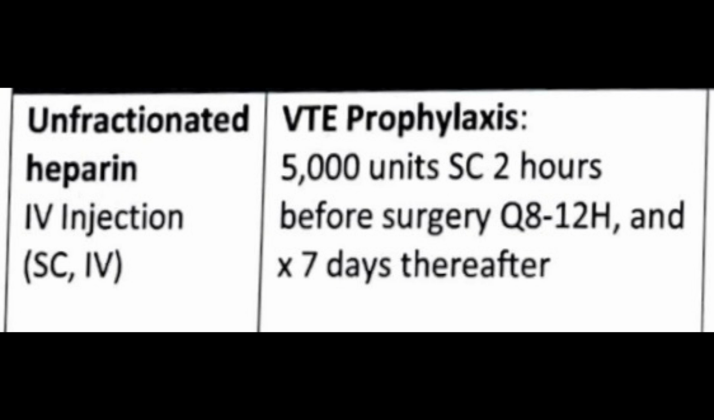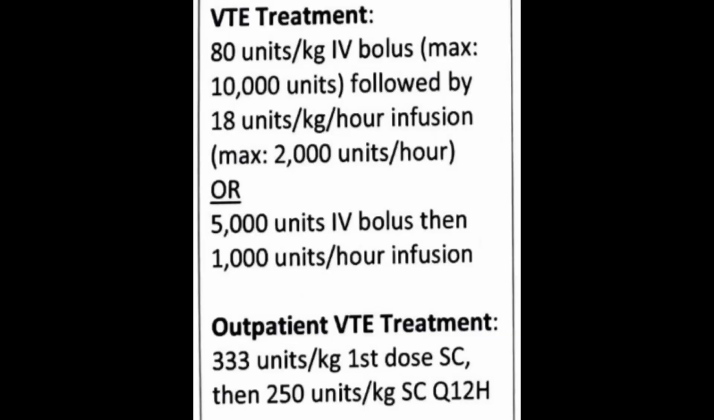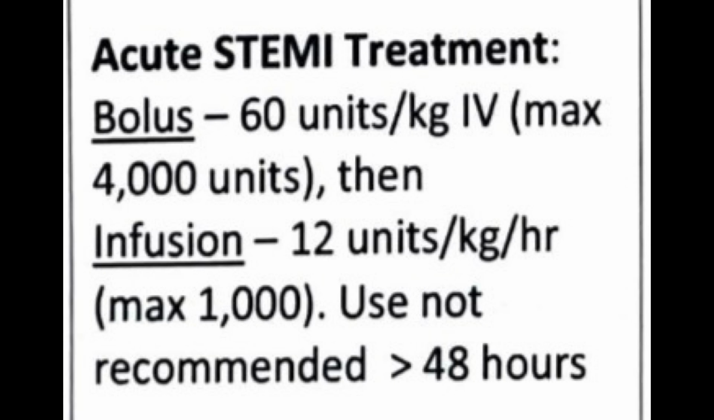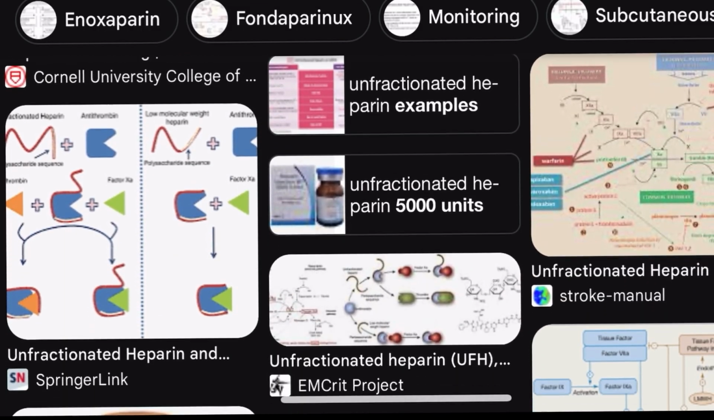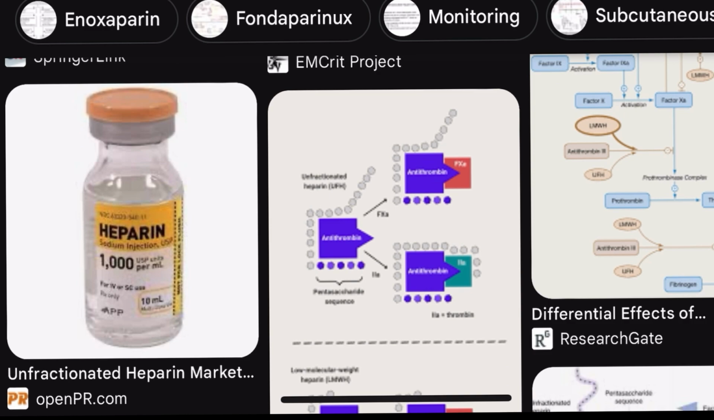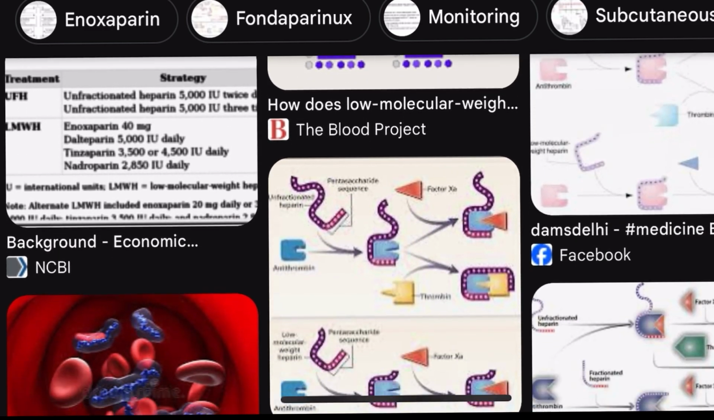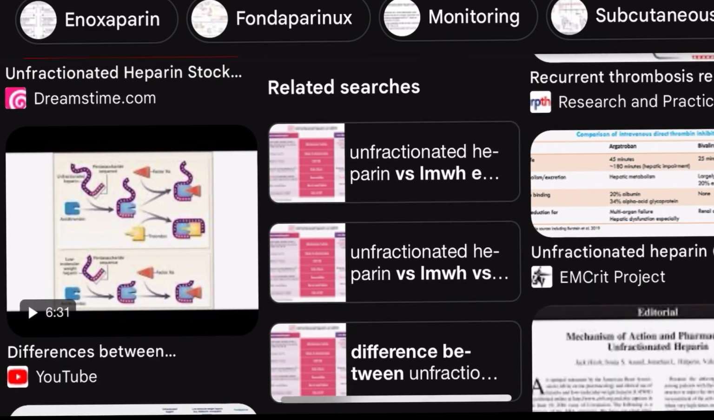You can do 80 units per kilogram IV bolus with a max of 10,000 units, and then 18 units per kilogram per hour with a max of 2,000 units per hour, or 5,000 units IV bolus, then 1,000 units every hour for someone who's inpatient and you're trying to treat them for an active VTE. 333 units per kilogram sub-Q for the first dose, and then 250 units per kilogram sub-Q every 12 hours. That's more outpatient treatment for VTE.